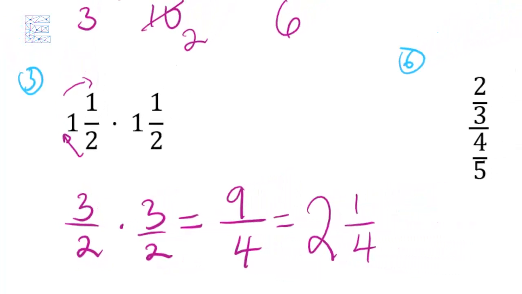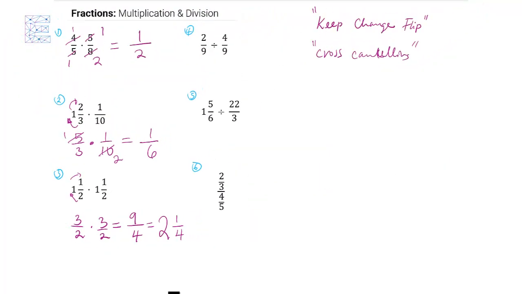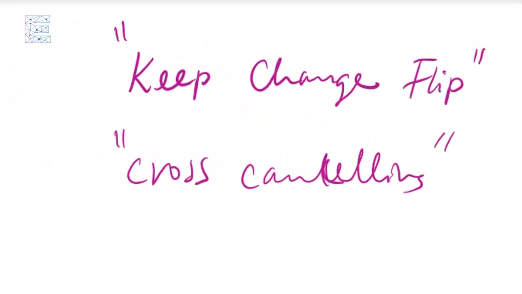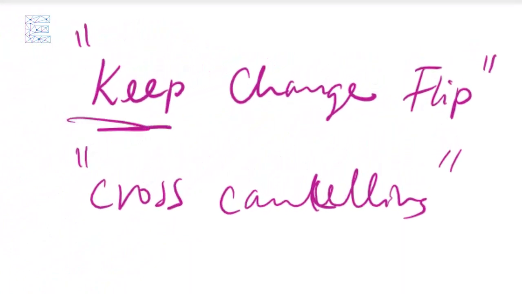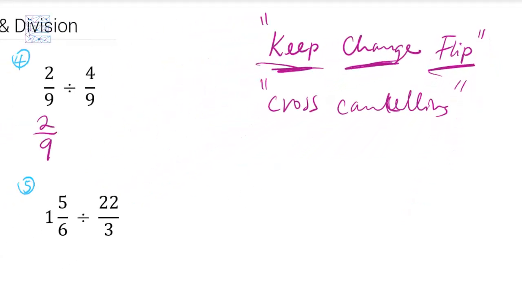Now, division is just an extension of multiplying. So much so that we have come up with a mnemonic to help us remember what to do. When you're dividing fractions, you keep, change, flip. What that means is you keep the first fraction as is, change the division sign to a multiplication, and you always flip the second fraction. Keep, change, flip. And now that we've done that, all we need to do is look for cross-canceling opportunities.